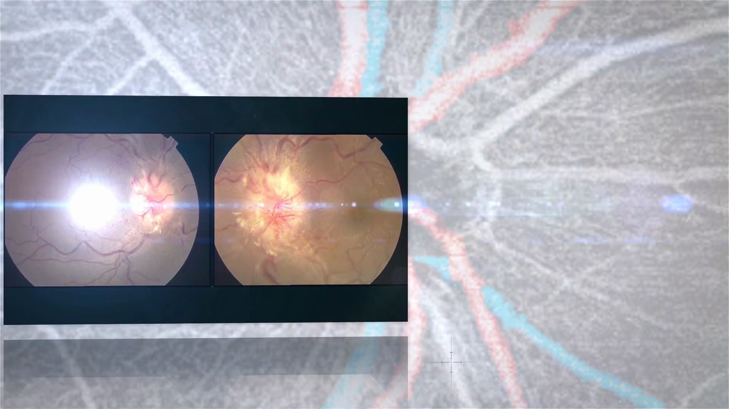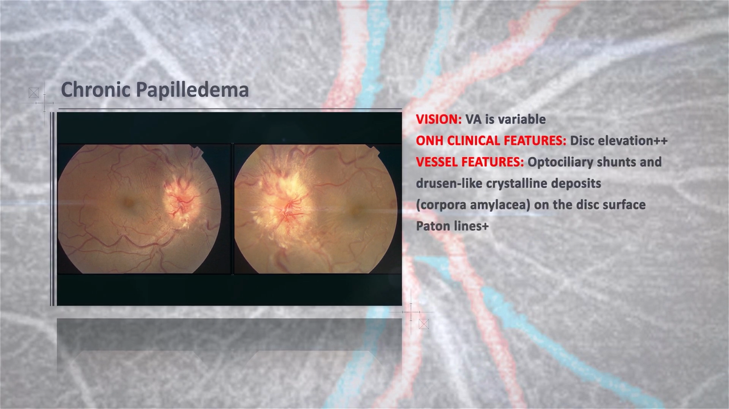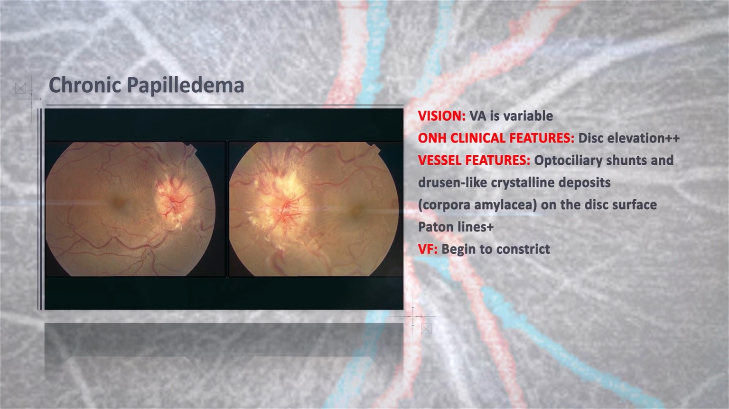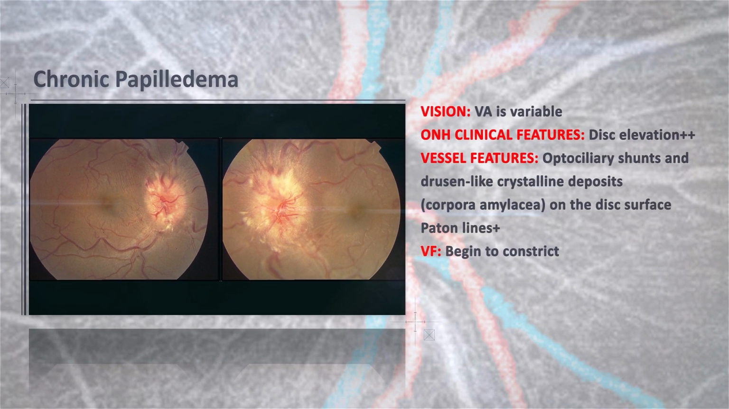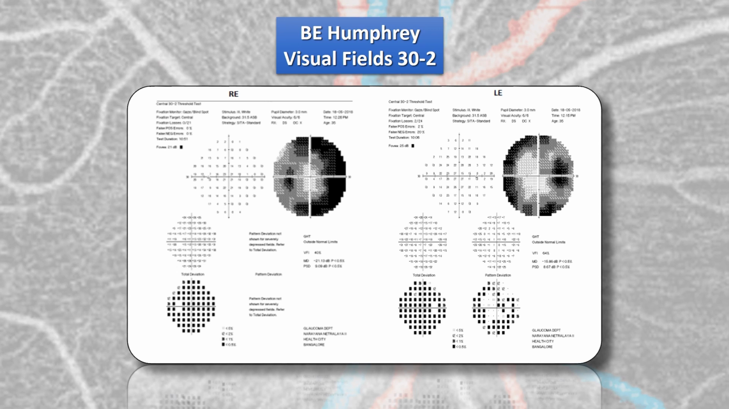A chronic case of papilledema, on the other hand, may present with visual acuity that could be minimally or markedly reduced, a definitive disc elevation, presence of optociliary shunts, and Paton's lines may be present too. Visual fields begin to constrict and could be mild to severe vision loss, and eventually central vision could also be affected.